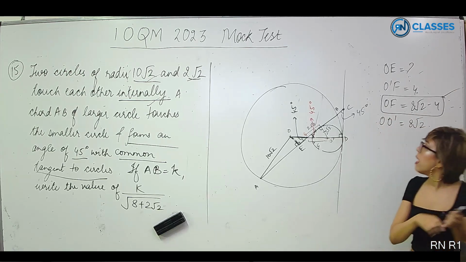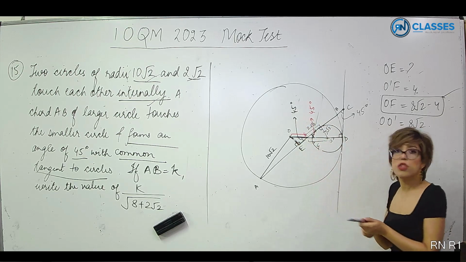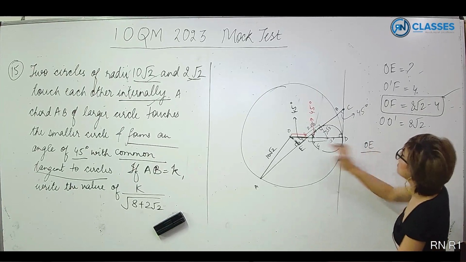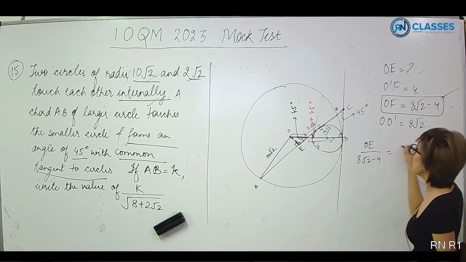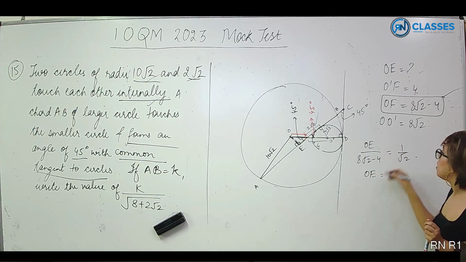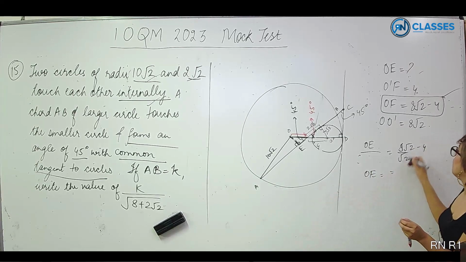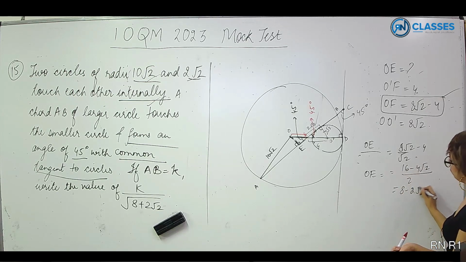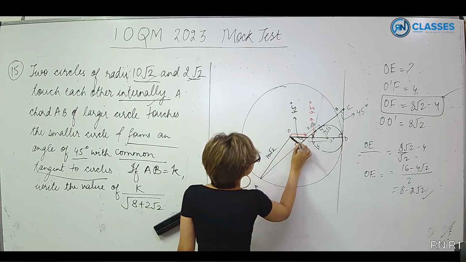Why? Because if I know this length, I can easily find OE. How? I can use Pythagoras theorem or I can use trigonometry, whatever you want to do. So, OE by this length, which is very pretty, 8 root 2 minus 4, equals 1 by 4. So, OE turns out to be, I will rationalize it obviously because we need to check with the answer, 16 minus 4 root 2 by 2, so that is 8 minus 2 root 2. Right? This is this length, OE.